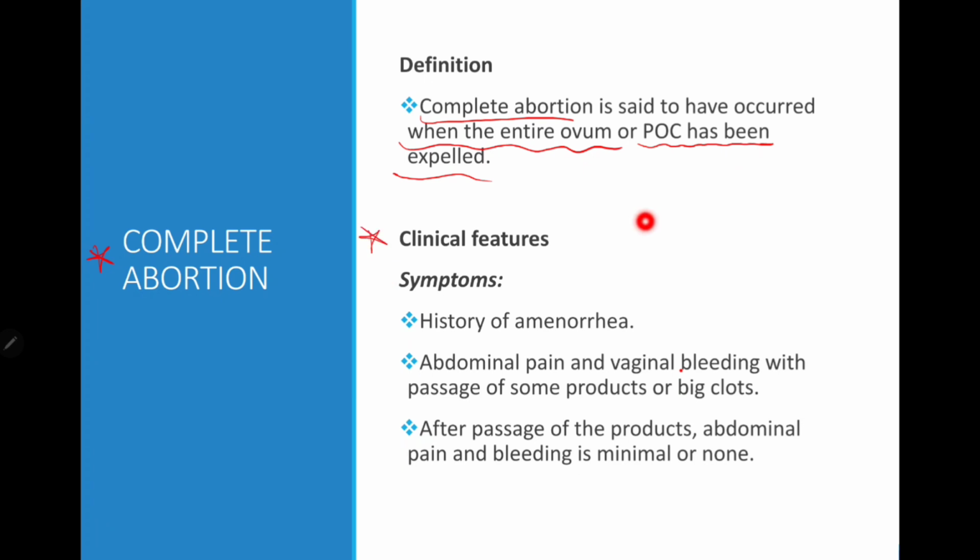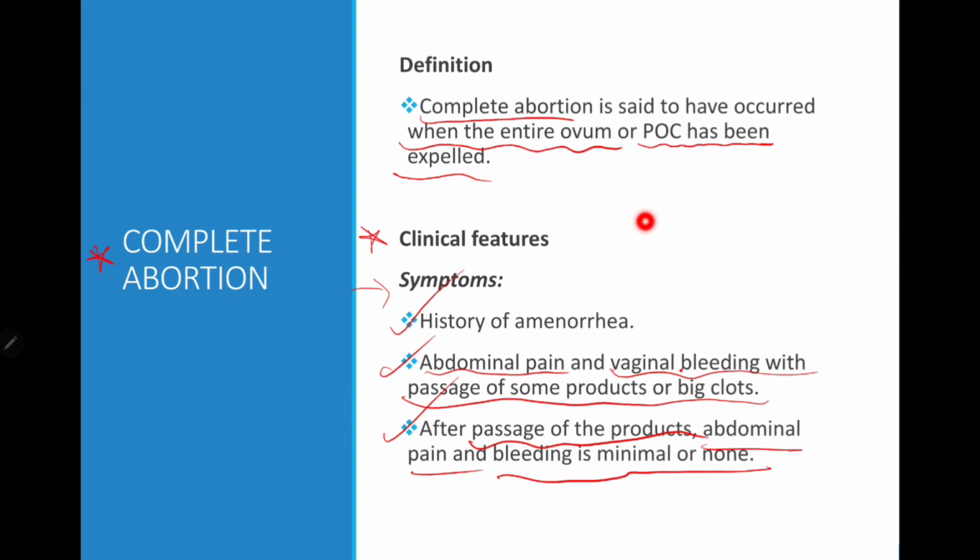Now, what are the clinical features? First, symptoms: history of amenorrhea, abdominal pain and vaginal bleeding with passage of some products or big clots. After passage of products, abdominal pain and bleeding will become minimal or none.